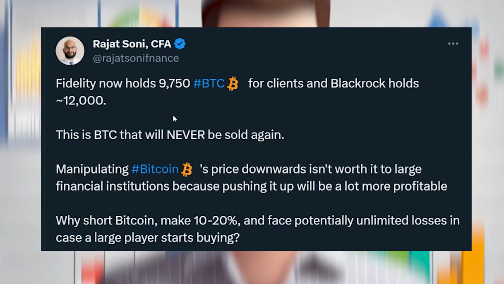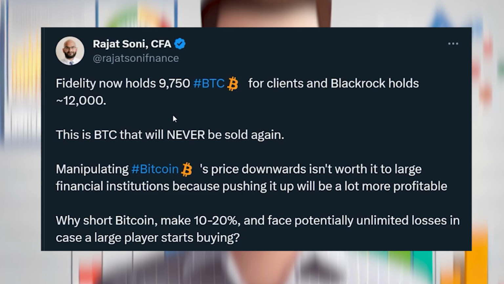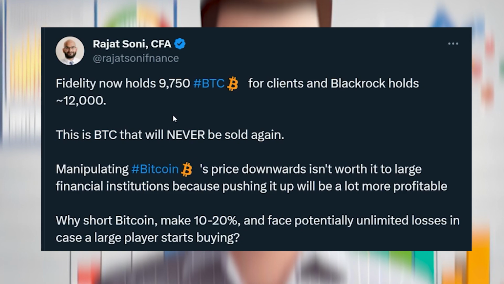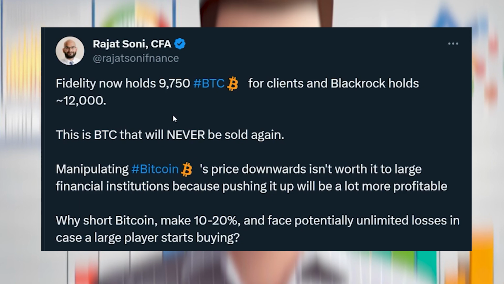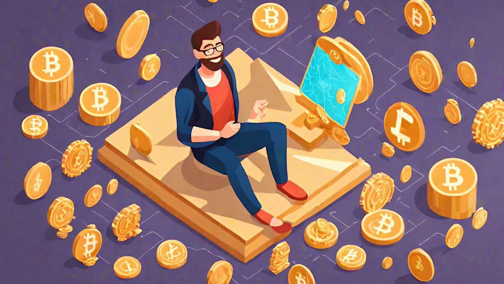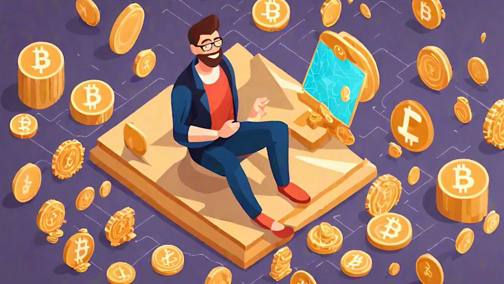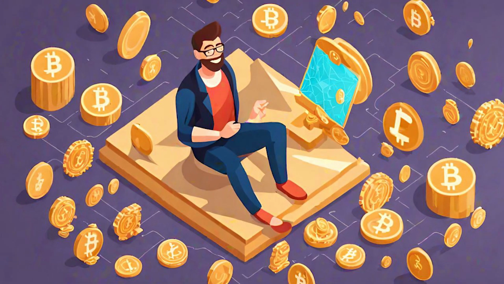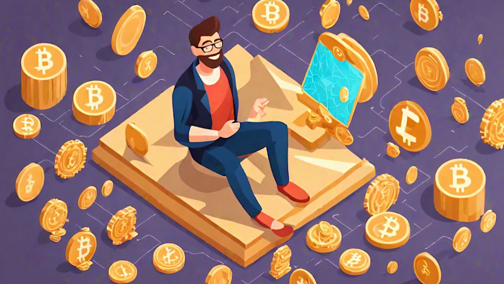Fidelity now holds 9,750 Bitcoin for clients and BlackRock holds 12,000. This is Bitcoin that will never be sold again. Manipulating Bitcoin's price downward isn't worth it to large financial institutions because pushing it up will be a lot more profitable. Why short Bitcoin, make 10-20% and face potentially unlimited losses in case a large player starts buying?